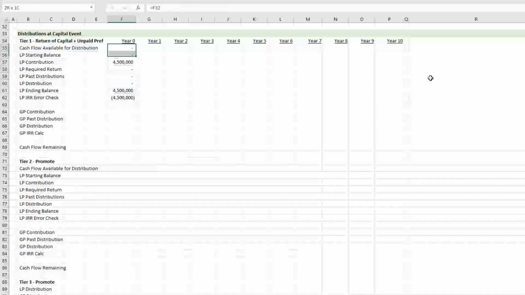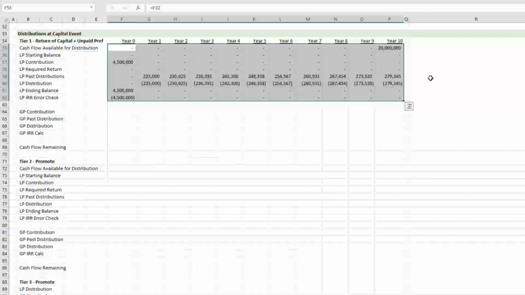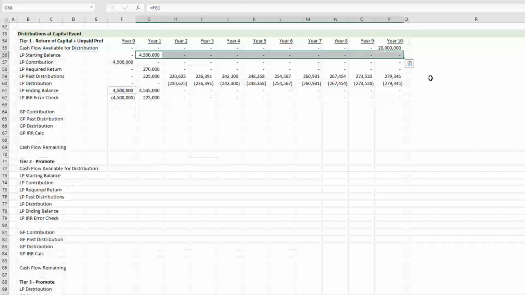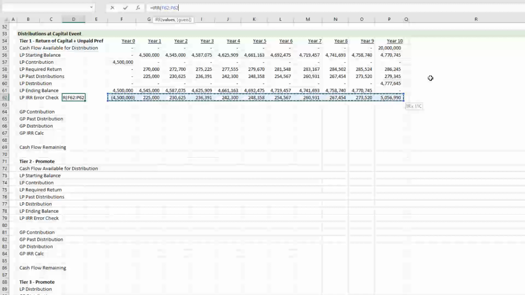And we can take all of these, fill out to the right, and then we just need to complete our starting balance. So come to period 1, make it equal to the ending balance of the previous period, fill this out to the right. And if we've done this correctly, we can run an IRR equals IRR of that range, and it will be equal to 6%. So we've done that correctly.